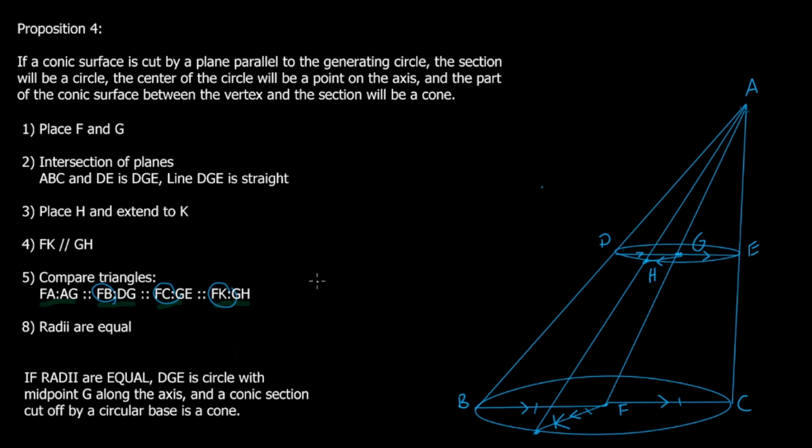So these lines DG, GE, GH have the same ratio to things which we know are equal. And from Euclid 5.9, Book 5, Prop 9, we know that if things have the same ratio to things which are equal, then those things are also equal. So that means that DG, GE, and GH are equal.